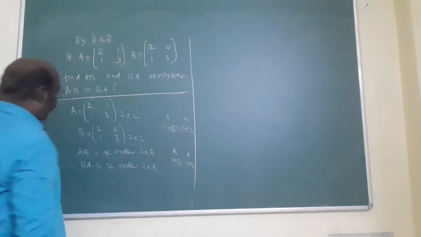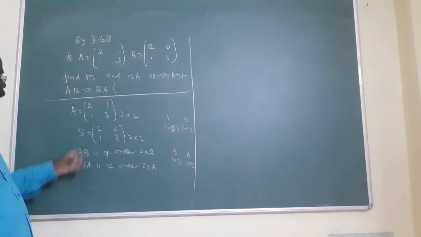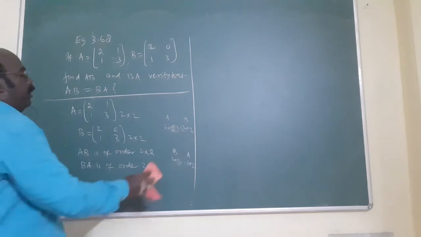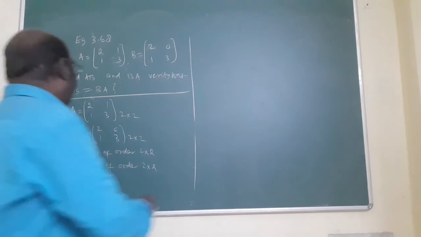Now, here the product AB is possible, we get the answer 2 cross 2. BA is also possible, 2 cross 2. So both multiplications are possible here. In the previous question, only AB was possible. BA was not possible to multiply. But here, by chance, both are possible to multiply. They are appropriate. Very simple concept. Now multiply first AB.